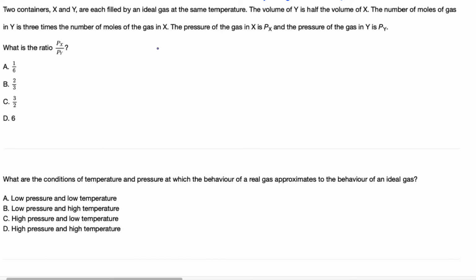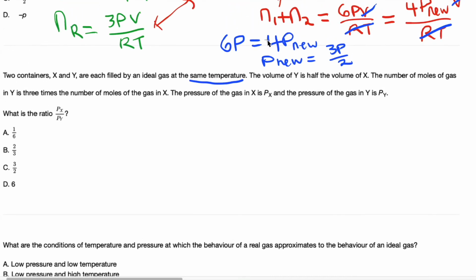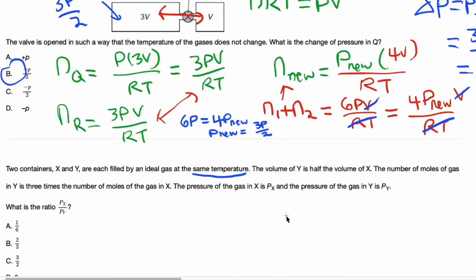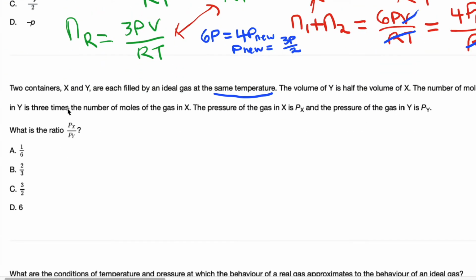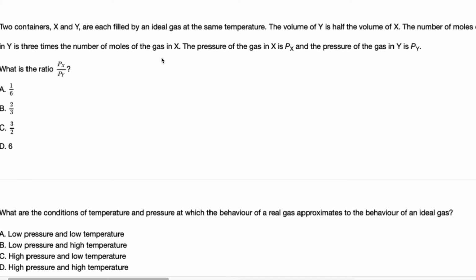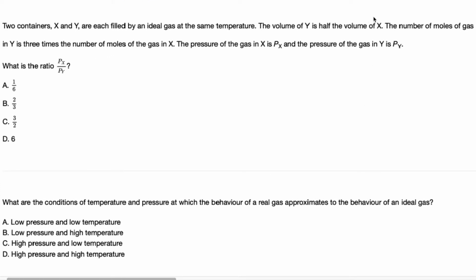Two containers X and Y are each filled by an ideal gas at the same temperature. The volume of Y is half the volume of X. So I'm just going to start to label all of those questions. So let me start to label those questions. So the initial pressure, the volume of Y is half the volume of X. So I'm just going to say the volume of Y is V and the volume of X is 2V.